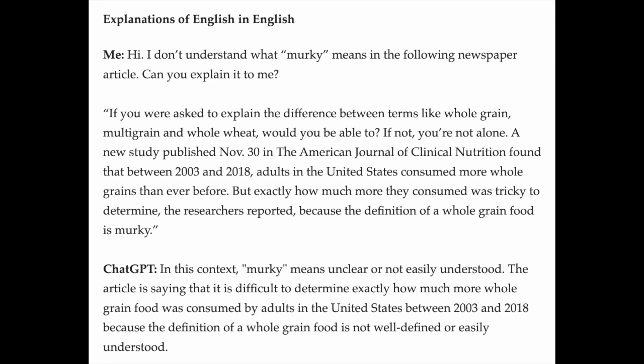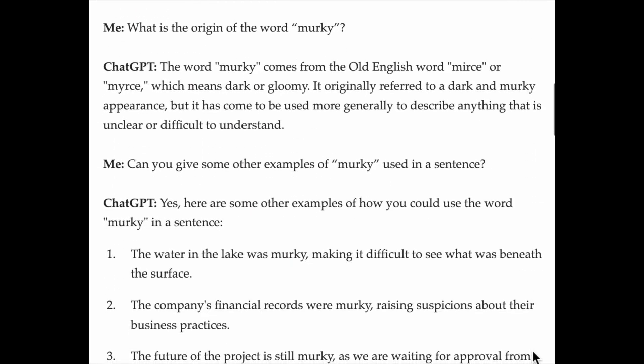Well, in this context, murky means unclear or not easily understood. So it gives, I think, a correct definition of this meaning in the context. And it says the article is saying that, so it summarizes the article and the meaning of the word in the context of this article, of this paragraph. And my reading of that is that it's basically correct, so it did a good job.